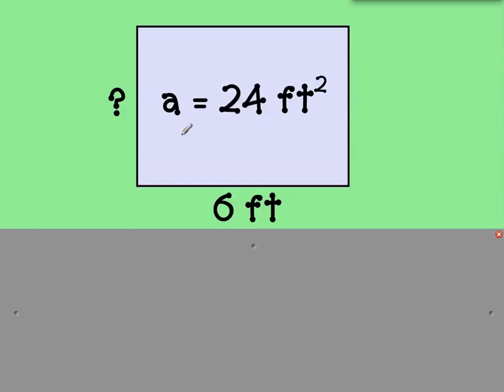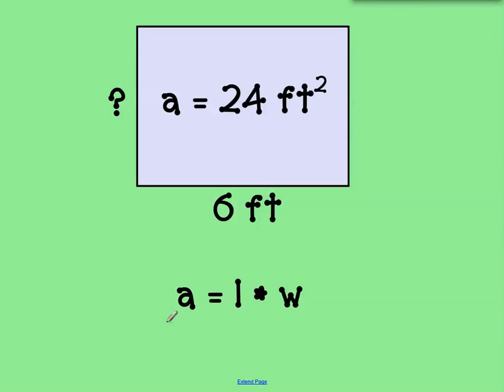Okay, let's look at one more. Here I've got another rectangle. I've told you that area equals 24 feet squared. I've told you that length is 6 feet, and we're solving for width. So again, we're going to start with our formula and substitute what we know. So 24 equals 6 times some number. And again, because you know your multiplication facts, you know that 6 times 4 is 24. So my width has to be 4 feet.